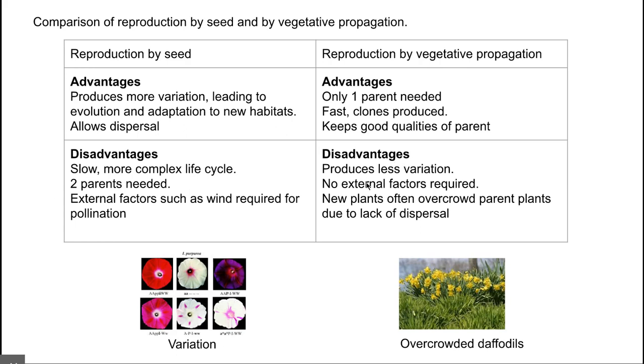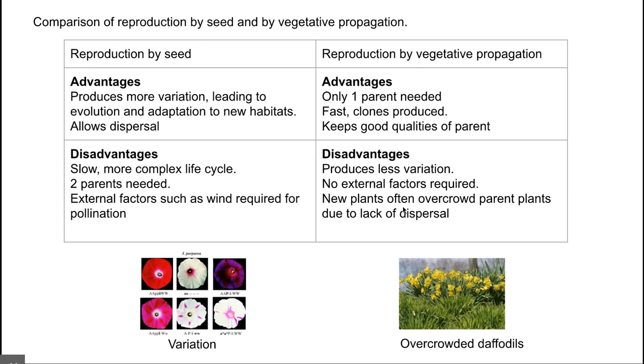The disadvantages, okay: because they're clones, there's no variation, so there's limited opportunity for evolution or adaptation to new environments. No external factors required. I suppose that should be an advantage. That should be up there. No external factors required should be up there.